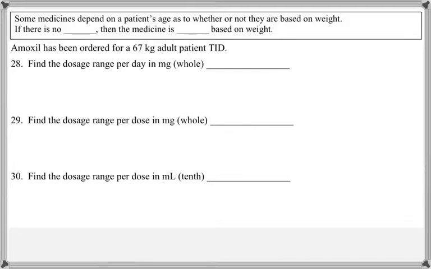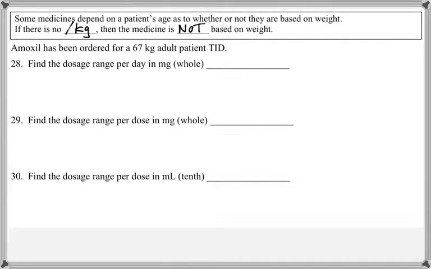Some medicines depend on a patient's age as to whether or not they're based on weight. So if there's no per kilogram, then the medicine is not based on weight.